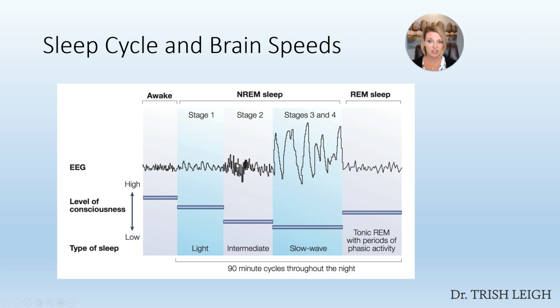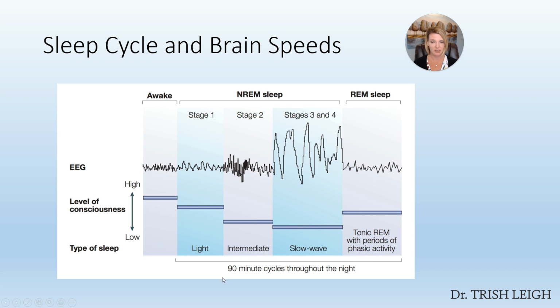Then in the next stage, the sleep spindles kick into gear, and you're still getting into lower levels of consciousness, but the sleep spindles are kicking in to move you into stages 3 and 4 of slow wave sleep. And this is delta, really slow brain speed. Then the brain goes into REM.